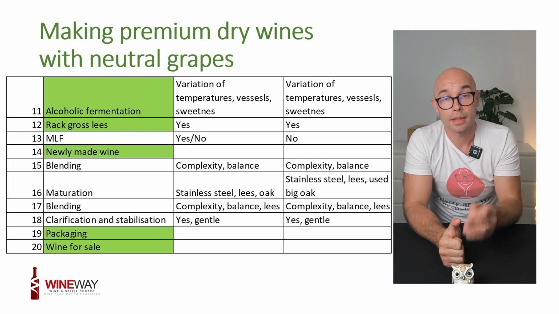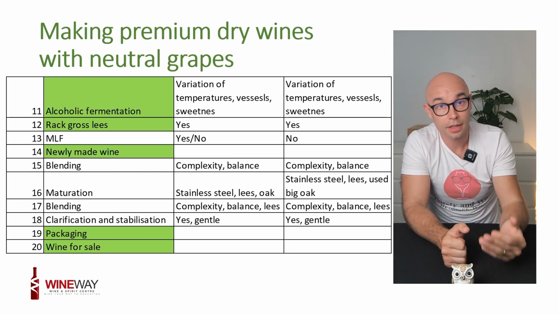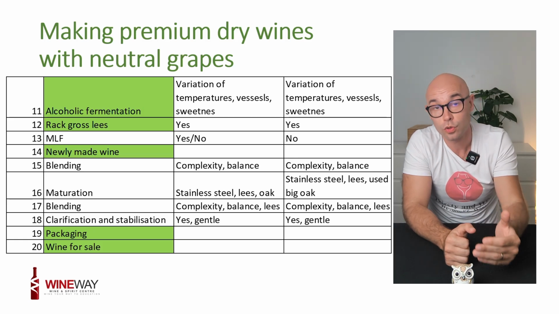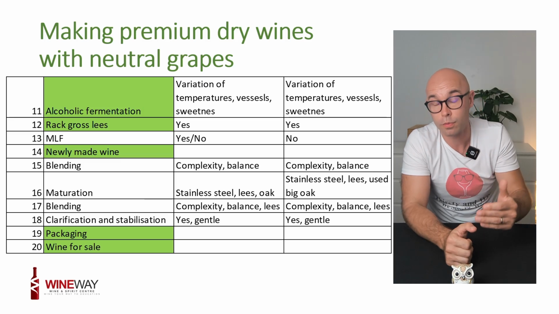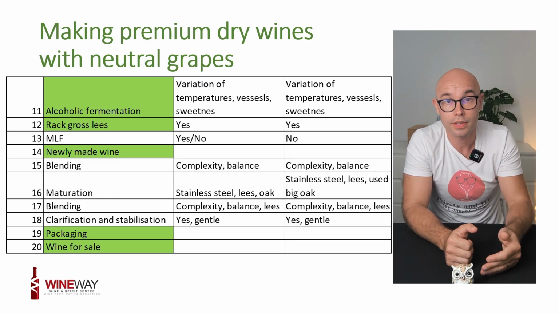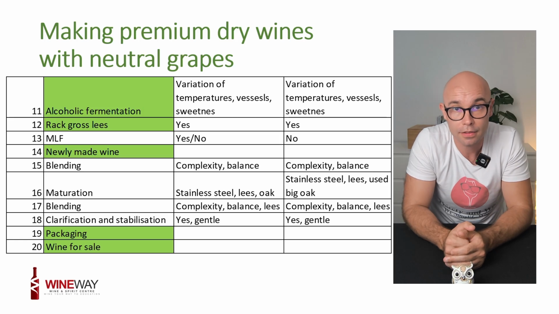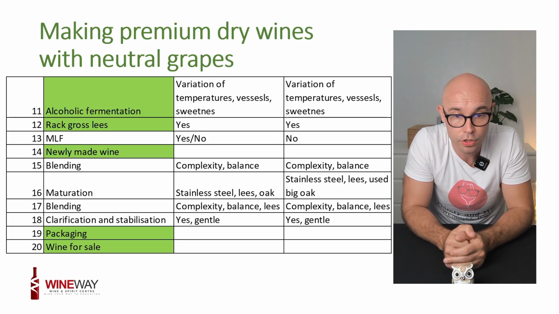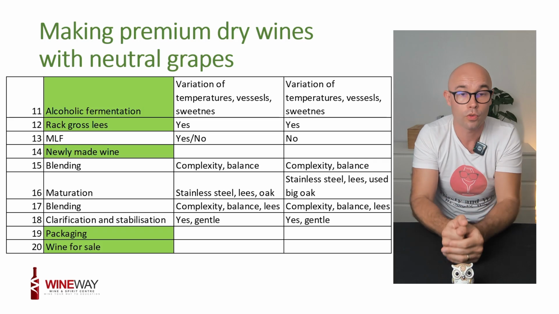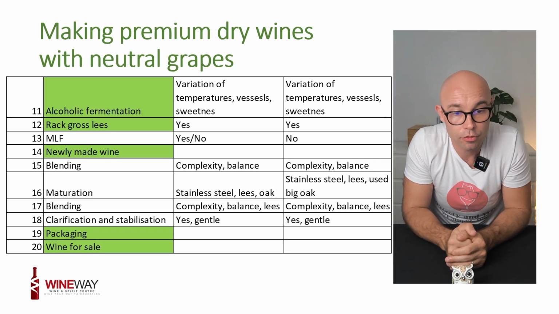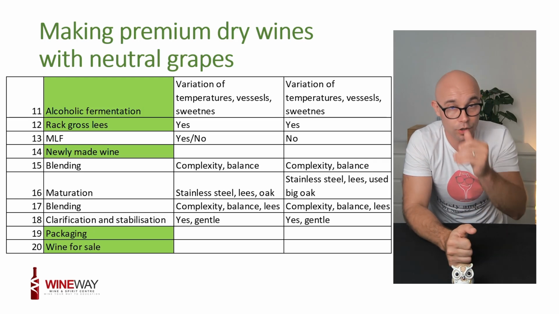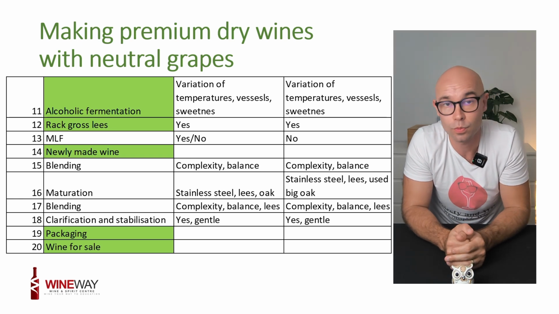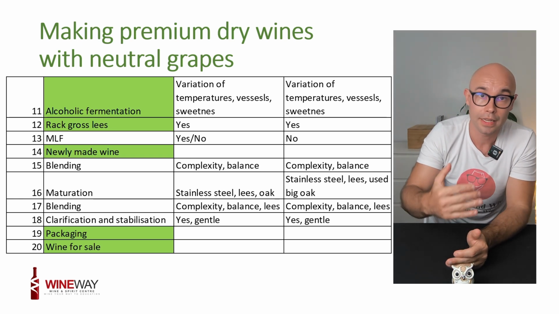So these wines can be fermented at higher fermentation temperatures in order to increase the complexity of these wines, especially, for example, in California, versus maybe a Chablis style that ferments at lower fermentation temperature in order to get more freshness and leanness. Rack off gross lees, yes. Malolactic conversion for Chardonnay, yes and no.